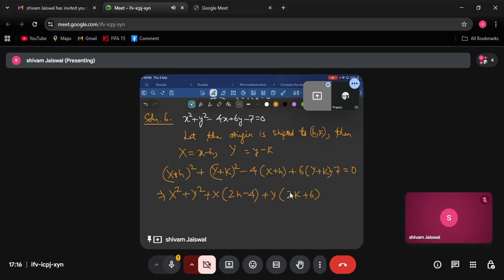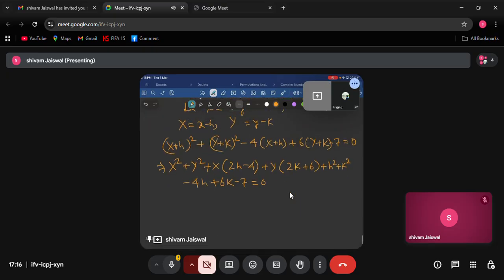Plus X, and the constant term will be h square plus k square minus 4h plus 6k minus 7 equal to 0. So for the linear terms to vanish, 2h minus 4 should be equal to 0 and 2k plus 6 equal to 0. That is, h is equal to 2 and k is equal to minus 3. Tell me, is it clear? Yes, sir.